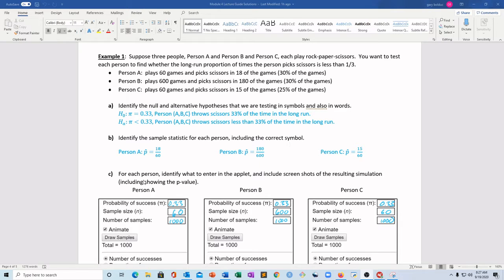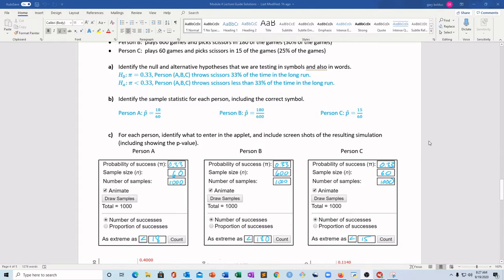For C, it says tell me what to put in the applet, give me the screenshot of the applet, and then we'll answer some questions off of it. That's what we did here. For each person, our null hypothesis was equal to 33%, so this box is the same, 0.33. Then the sample sizes were different: 60 for A, 600 for B, 60 for C. That's the second box across. And then we're just going to do 1,000 repetitions for the simulation.